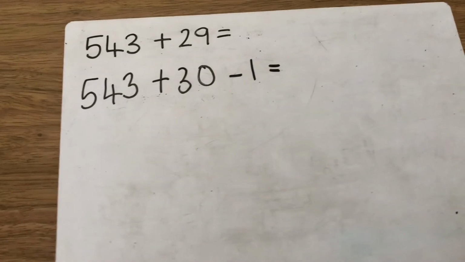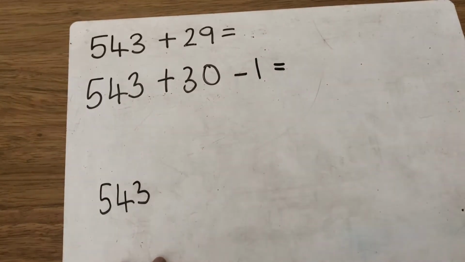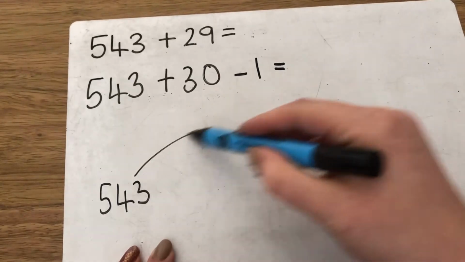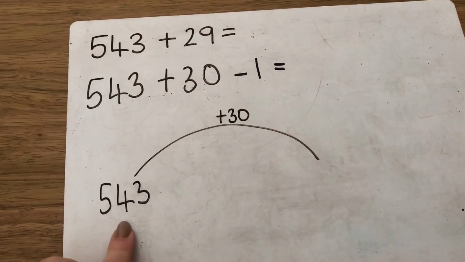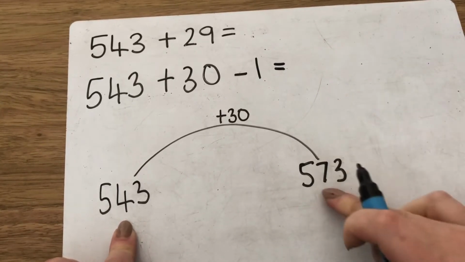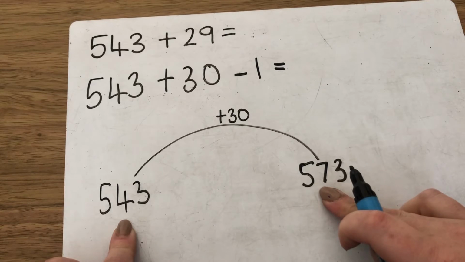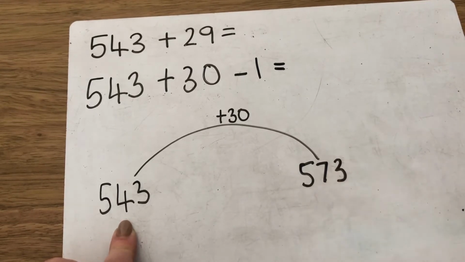Okay, so let's have a little go. If we start with 543, we can add 30. And as I said, we're just going to focus on our tens. So 543, 553, 563, 573. I've counted up my tens from 543, just adding to my tens, and now I've got 573.